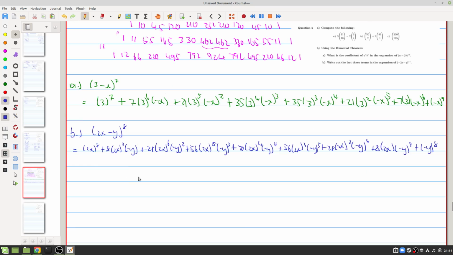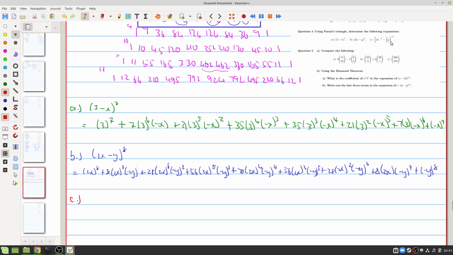Okay, then question C. Let's do that in red. So for question C, we have to go all the way to the 12th power. Okay, so our question is, where's my pen? 2x to the power negative 1 minus 1 over 2 to the power y. Oh no, minus half y, sorry. It's just minus half y. Okay, all to the power 12. So that means we're using this row. So that's going to be a long boy.